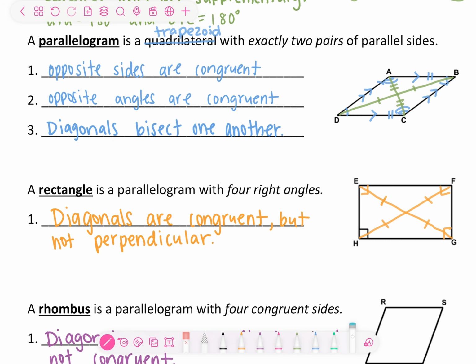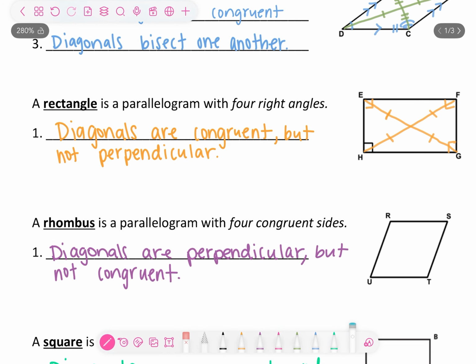Perfect. Moving on. A rhombus is a parallelogram with 4 congruent sides. So a rhombus has all the properties of a parallelogram, which has the properties of a trapezoid, which has the properties of a quadrilateral. So a rhombus has all the properties of all those up there. Additionally, it has 4 congruent sides, which means all the sides are the exact same length. It's almost like a square that's been pushed over. And the diagonals in this case are perpendicular, but they're not necessarily congruent.